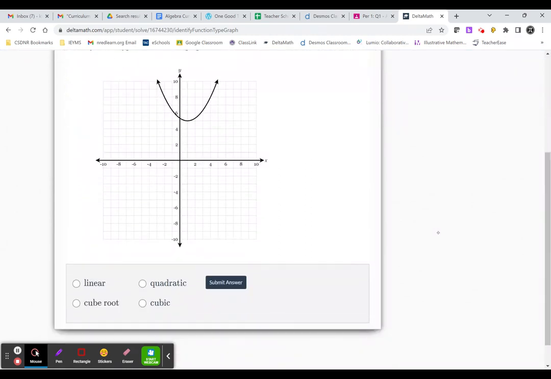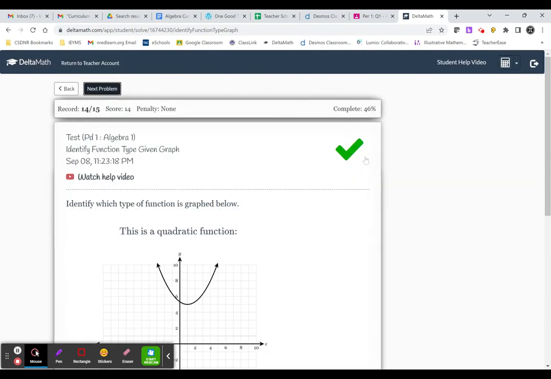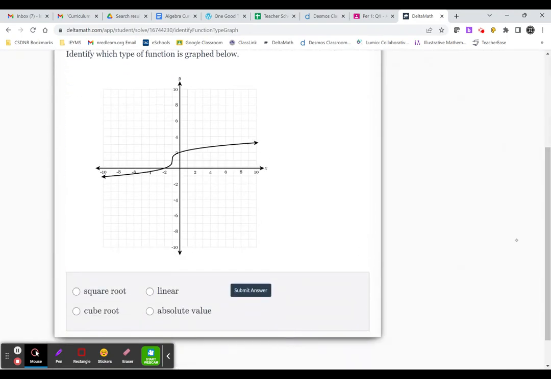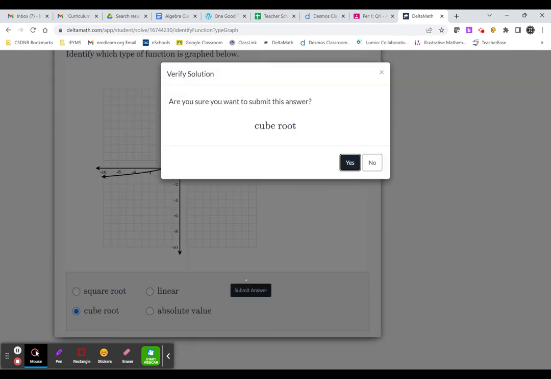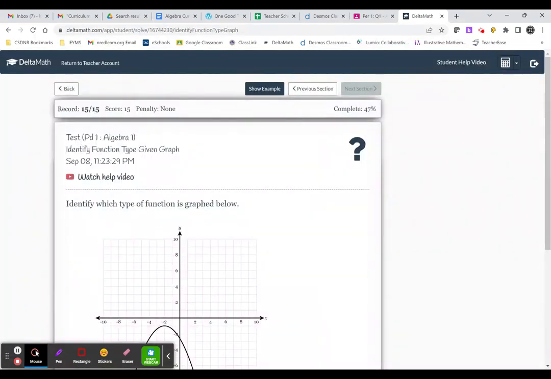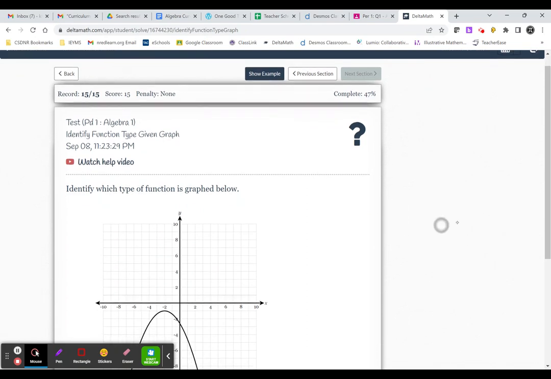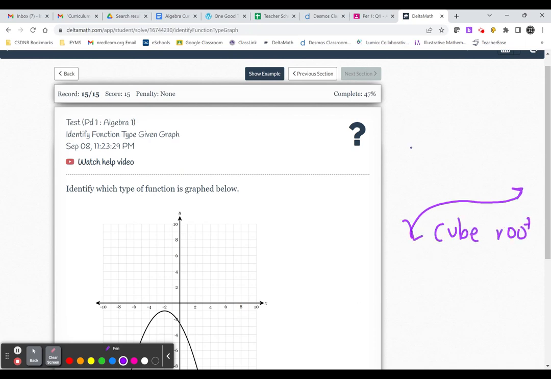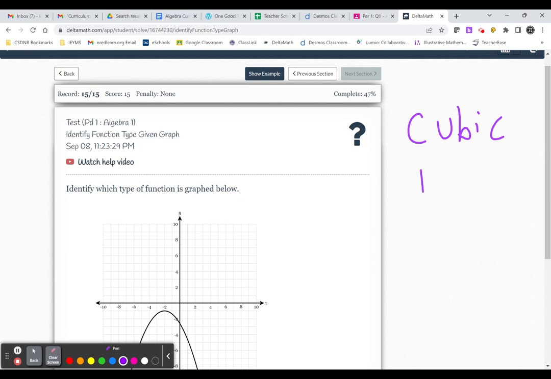I'm trying to find one that is cubic, but they haven't given me one yet. Oh, there it is. There's that real cubic squiggle. Okay, that is a cube root. Cube root. And then there's another one. Oh, I'm at the max, 15, okay? There's another one. So this is cube root. Let me show you with my marker. Cube root. Right, it's that sideways squiggle. And then there is cubic, which is an up and down squiggle. Okay, so there's cubic and there's cube root.